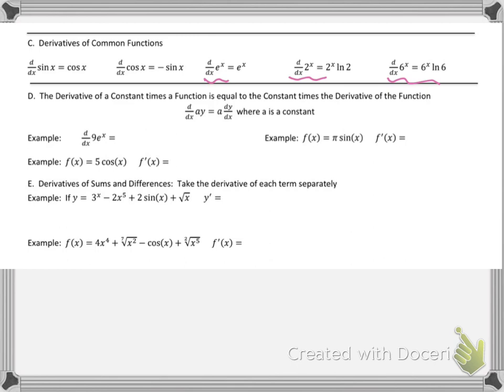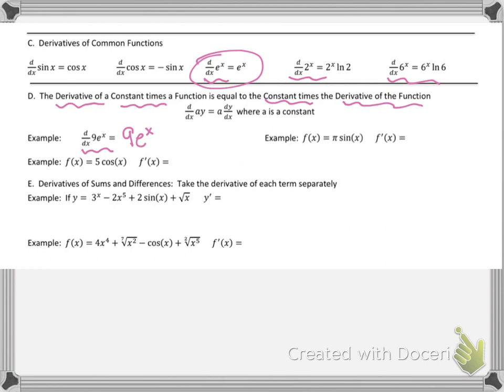Now, part D says the derivative of a constant times a function is equal to the constant times the derivative of the function. So the coefficient just kind of carries through when you differentiate. So the derivative here of 9e to the x, well, let's go ahead and look at the top of the screen. The derivative of e to the x is e to the x. So the derivative of 9e to the x is 9e to the x.